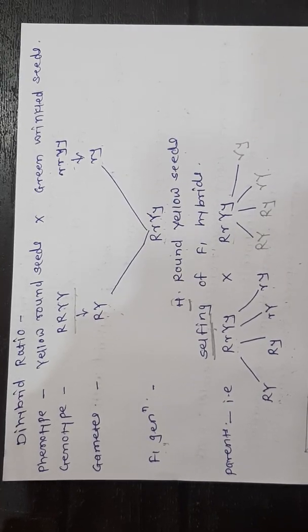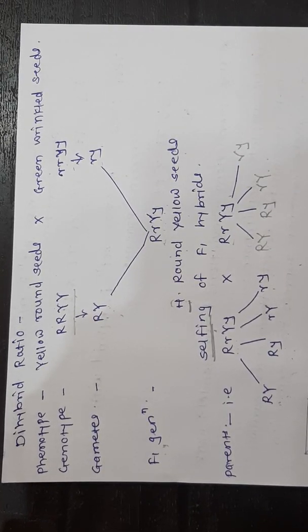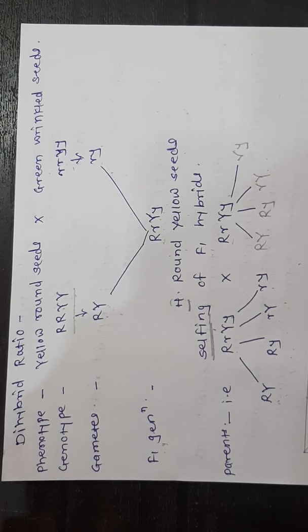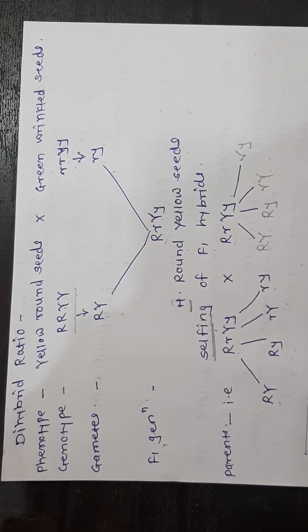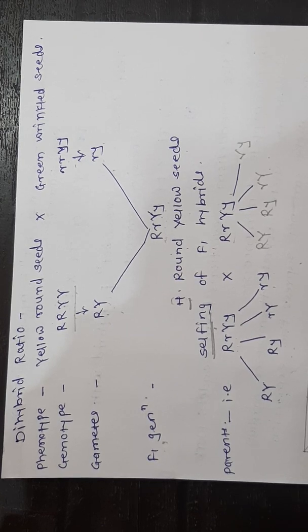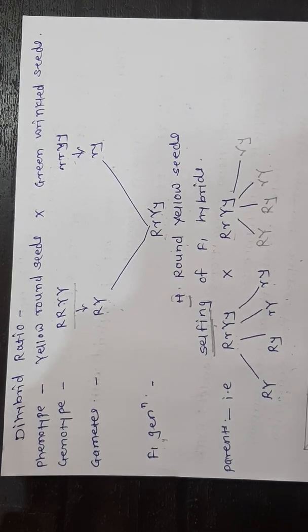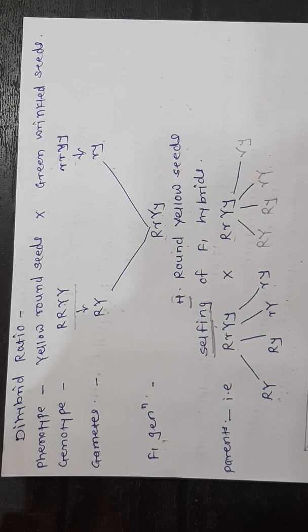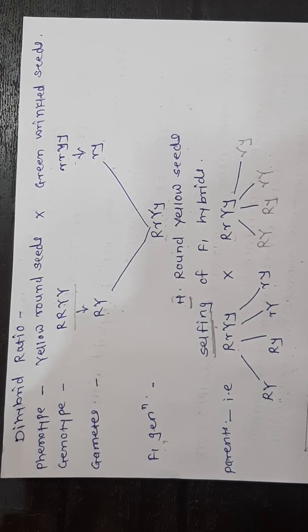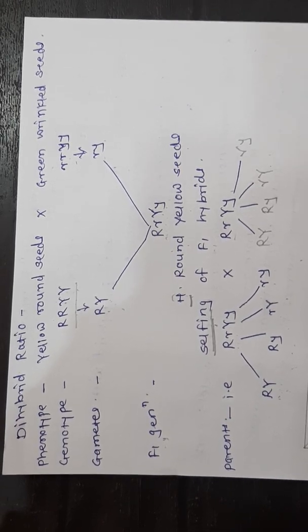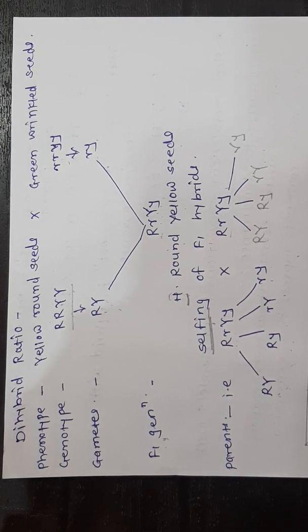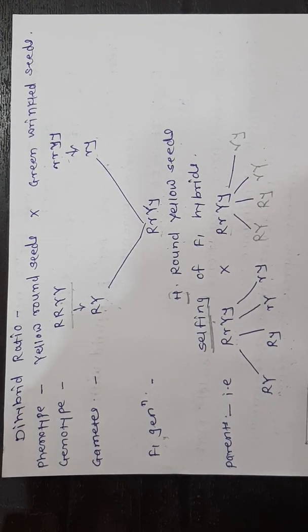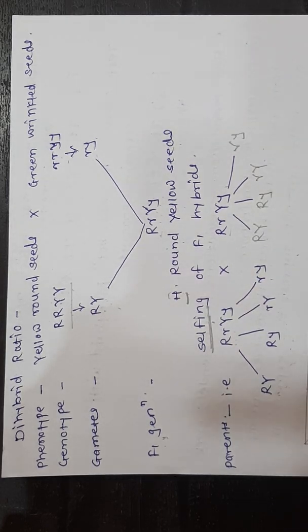Hello students. Today we are going to discuss a new topic, dihybrid ratio. With the help of dihybrid ratio, the third law of Mendel, the law of independent assortment, can be explained. Means dihybrid ratio is the example of the law of independent assortment.